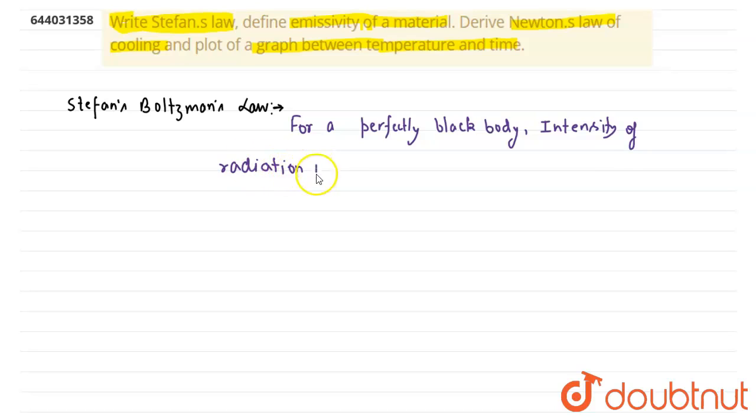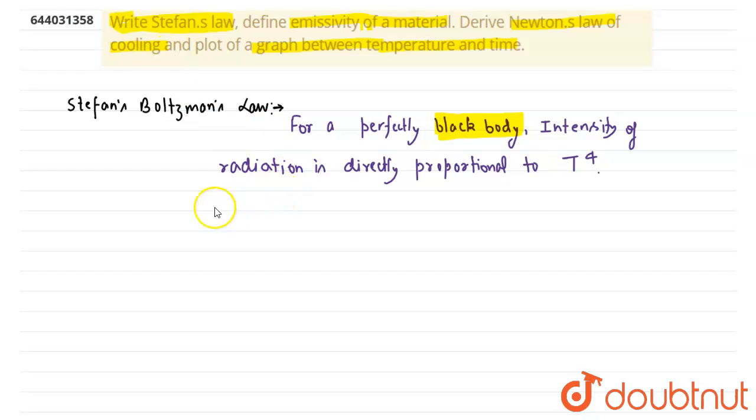Intensity of radiation is directly proportional to T raised to power 4, or you can write it as the fourth power of the temperature. Okay. And for a black body, we can note down, all the radiations are absorbed by the body, and emission is equal to absorption.